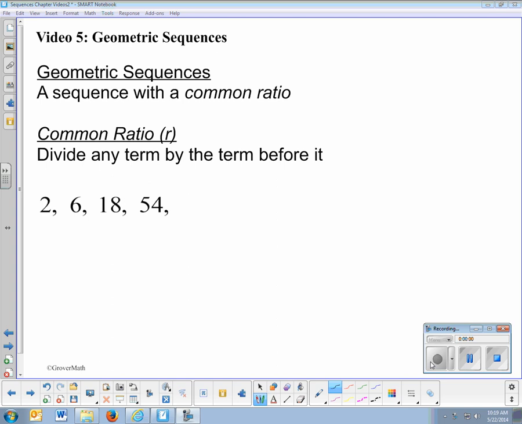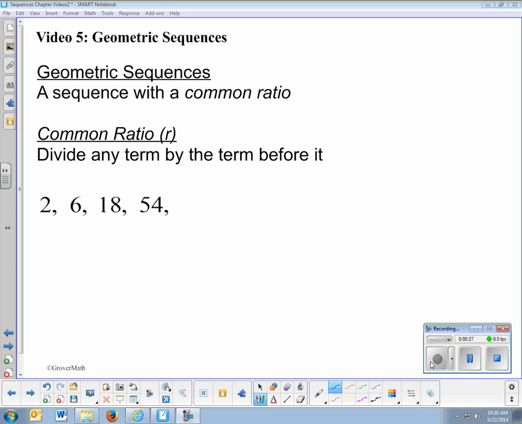Welcome to video 5, geometric sequences. In the previous video, video 4, we learned about arithmetic sequences. The thing with arithmetic sequences is you got from one term to the next by having some sort of common difference. Like you added 5 to get to the next term, then added 5 to get to the term after that, and added 5 again. Or it could have been minus 5, minus 5, minus 5. It's basically adding or subtracting some constant number, which we call d, to get from one term to the next.